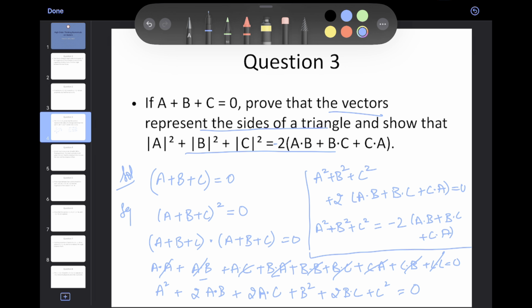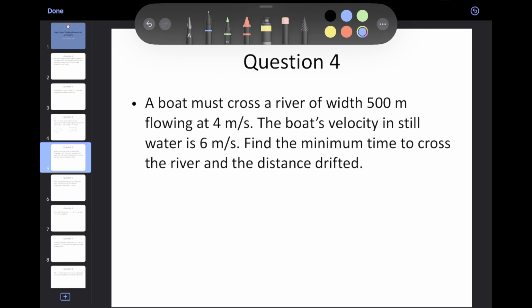So you have proved that if it is a triangle with 3 sides and this is the condition, then by squaring it you can prove this identity. Next question is, a boat must cross a river of width 500 meter flowing at 4 meter per second. The boat velocity in still water is this. Find the minimum time to cross the river.